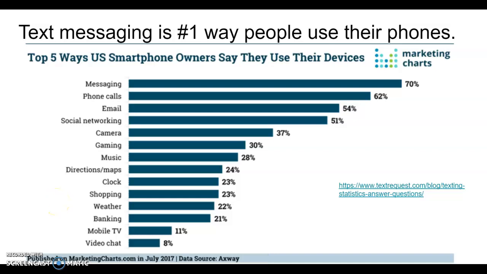This is a graph showing you the top ways that people in the United States use their phones. So you can see that text messaging is the #1 way people use their phones. So I would say that messaging would include text messaging and probably messaging on social media too. It's very, very common, #1 way. 70% of people said this is the way they use their phone the most. So it's an important topic because we are using it. We are doing it every day.